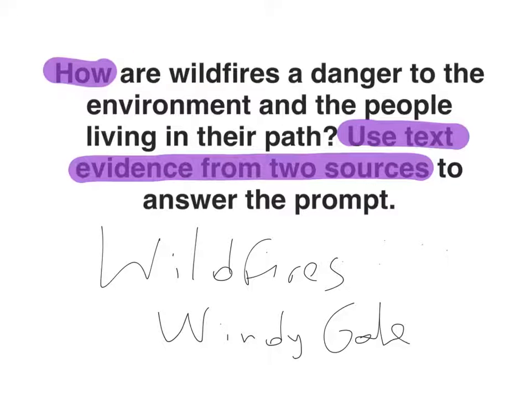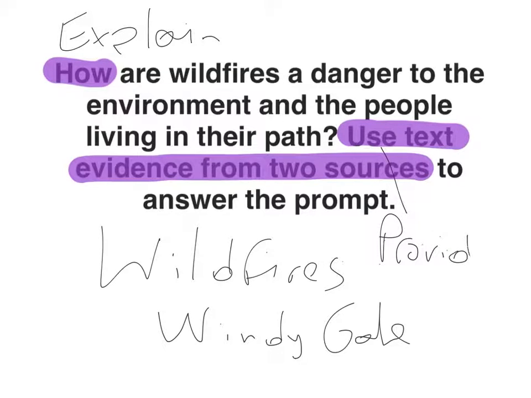Looking back at the prompt now, I know that how means I have to explain. So I will have to explain that wildfires are a danger to the environment and to the people. And use text evidence means I have to provide evidence. When I think about writing about text and I'm being asked to provide evidence, I know that that probably means quotes.